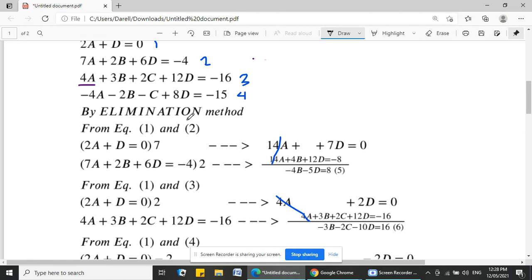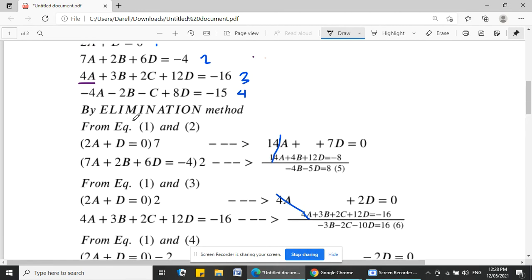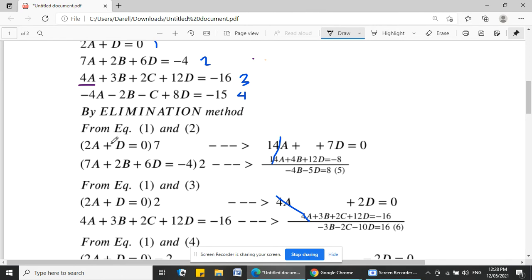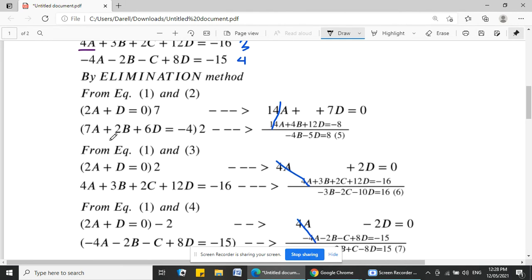Next, I use the elimination method. Based on equations 1 and 2, we get 2A plus D is equal to 0 and 7A plus 2B plus 6D is equal to negative 4. To cancel A, I multiply equation 1 by 7 and equation 2 by 2. A cancels, and what remains is negative 4B minus 5D is equal to 8.